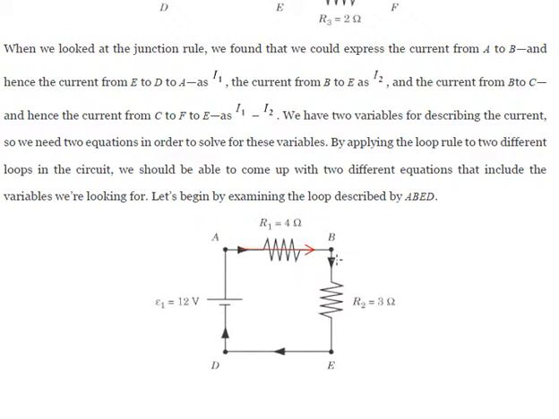We keep following along. On our way from B to E, we cross over R2, going with the current, so the drop there is I2 times R2. Keep moving along from E to D, we don't encounter anything. And then from D back to A, we cross over a battery from negative to positive, so it's going to add 12 volts.